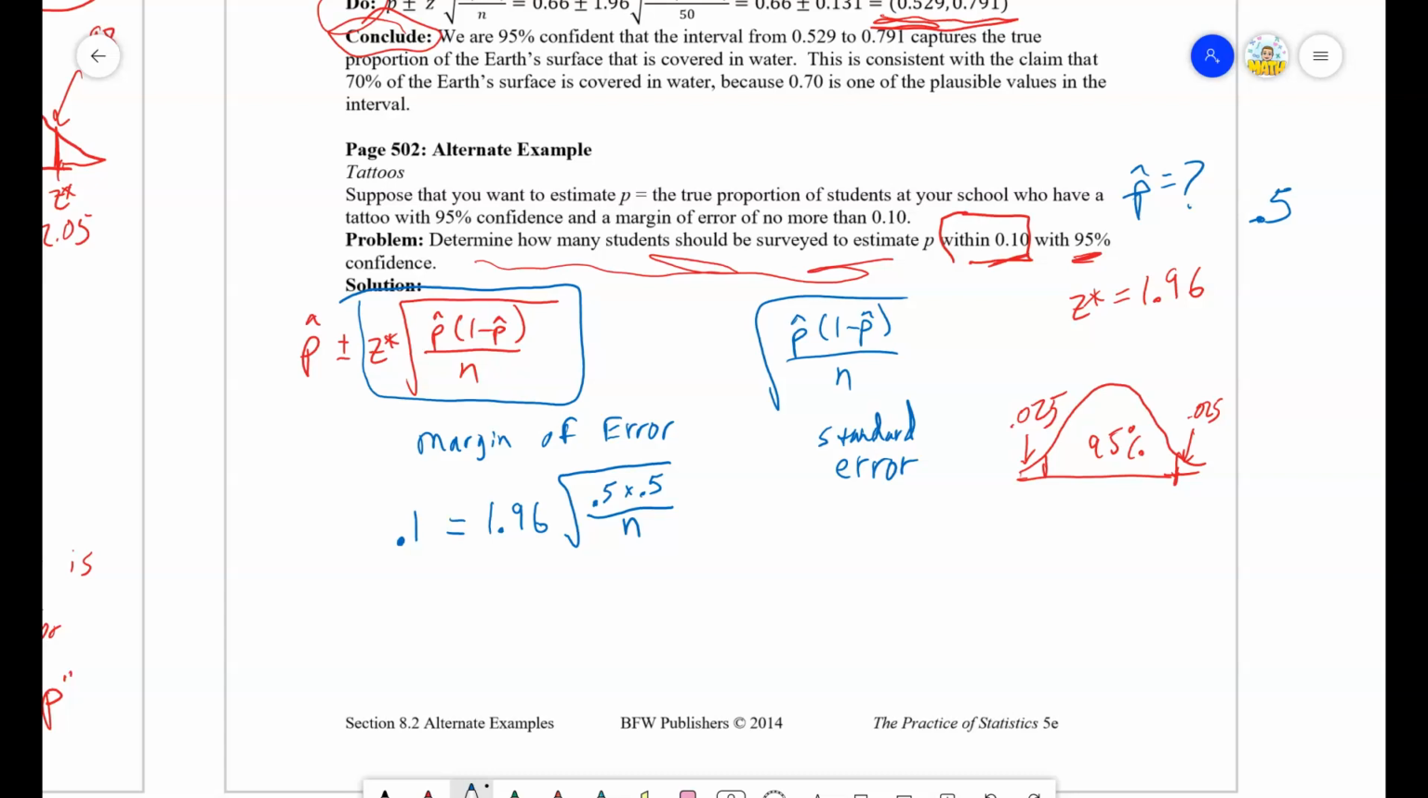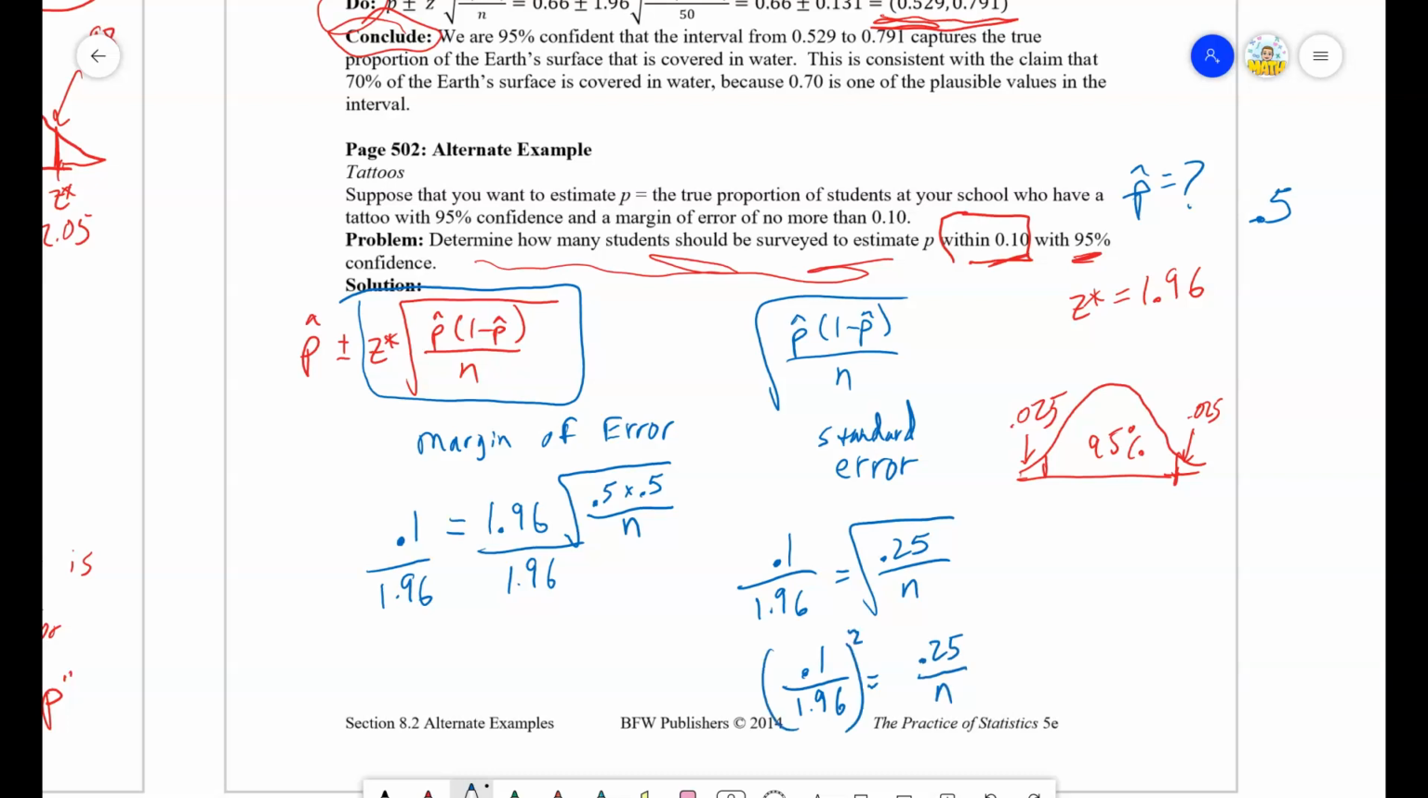So it's a little bit of algebra gymnastics. How would I solve this for n? Well, the first thing I would do is divide both sides by 1.96. And I'm going to leave this alone till the end. And now that's equal to the square root of 0.25 over n, all living under the radical, right? So how do I get to that n? Two more steps. Square both sides, right? So we have 0.1 over 1.96 equals the square root of 0.25 over n, but I'm going to square both sides, okay?